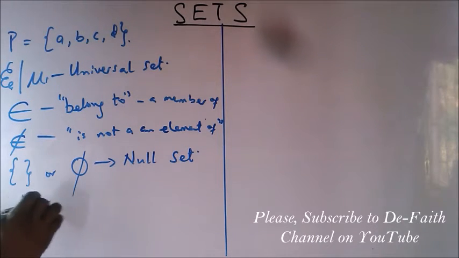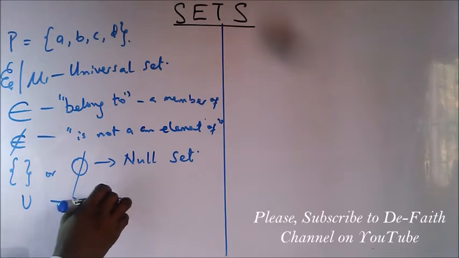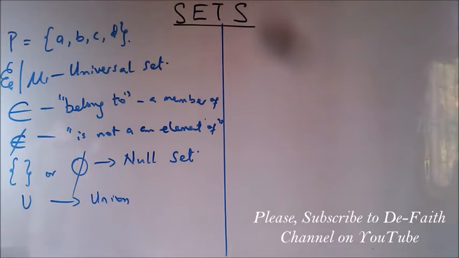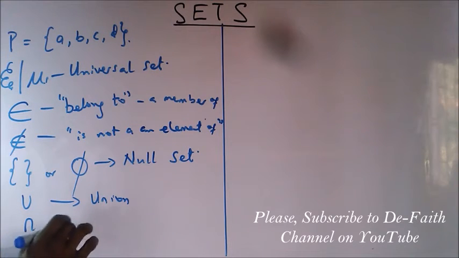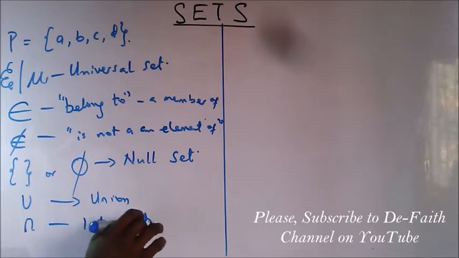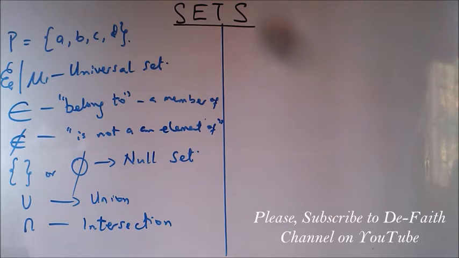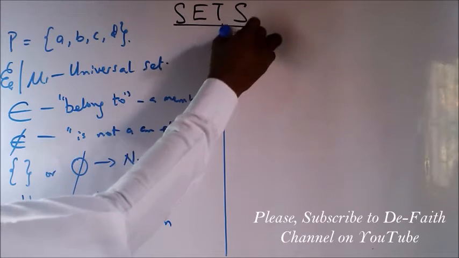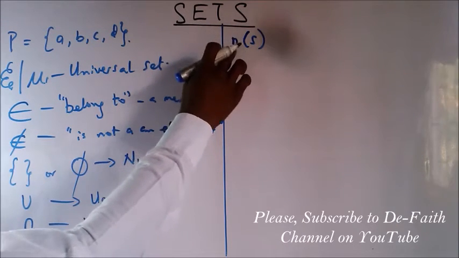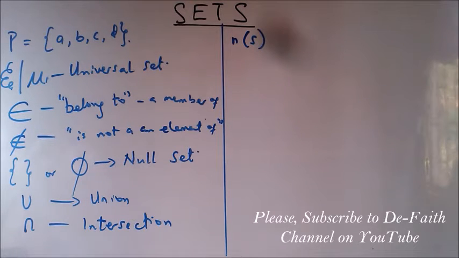We have this sign which stands for union. That is, you merge the elements of two sets. We have this sign which stands for intersection. Intersection means what is shared between two sets, or what is common between two sets. We have n(S), where n means number of elements in S.